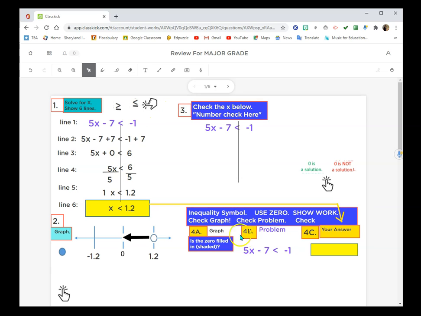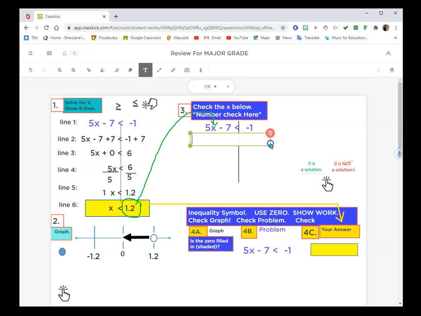Now we're going to check our answer. So we have an answer. Our answer is x is less than 1.2. We also have an answer graphed. Both of these mean the same thing, but we're going to check our work. So now we're going to check our work. So we're going to substitute or replace 1.2 in the place of x.